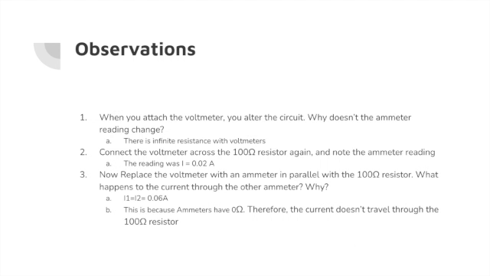So looking at the first question, the ammeter reading would not change when you attach them. For the second question, connecting the voltmeter across the 100 ohm resistor, the reading gave current equal to 0.02 amps. Replacing the voltmeter with an ammeter in parallel with the 100 ohm resistor in question 3, causes both current 1 and current 2 to equal 0.06 amps. This is due to the fact that the ammeters have 0 ohms. Therefore, there is no current that travels through the 100 ohm resistor.